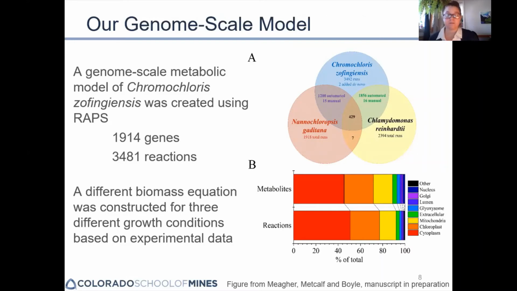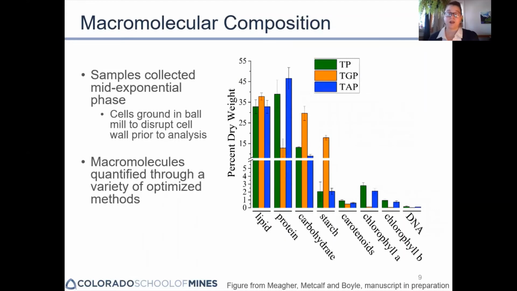Because this organism displays very different behavior depending on the carbon source used, 3 different biomass equations were constructed to describe autotrophic, mixotrophic, and heterotrophic growth. These biomass equations were built from detailed experimental data on the biomass composition in each of these 3 conditions. A variety of methods were used to quantify macromolecules. Each method was optimized for its application to these tough cells.